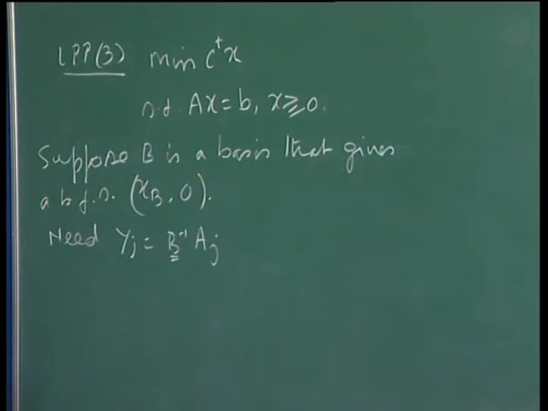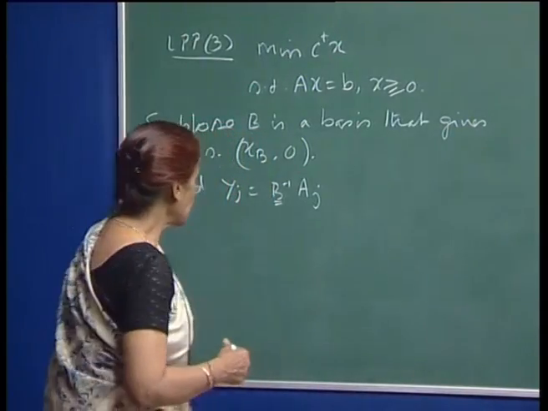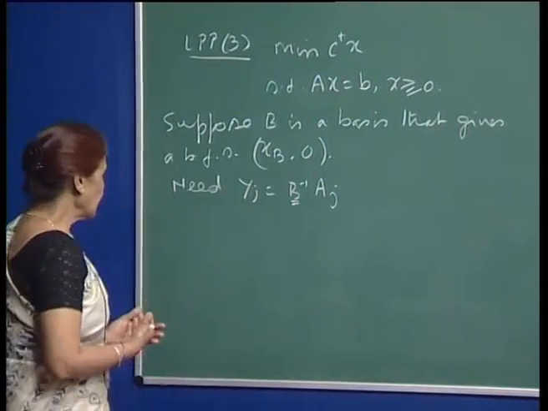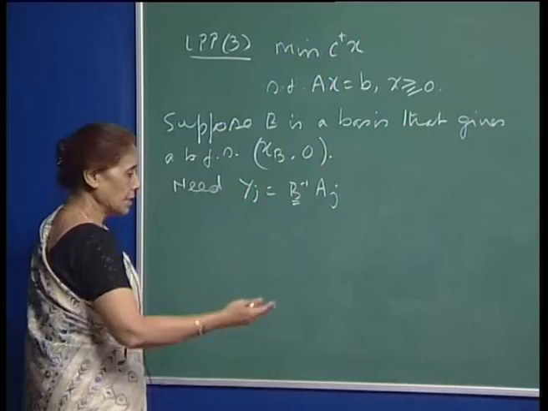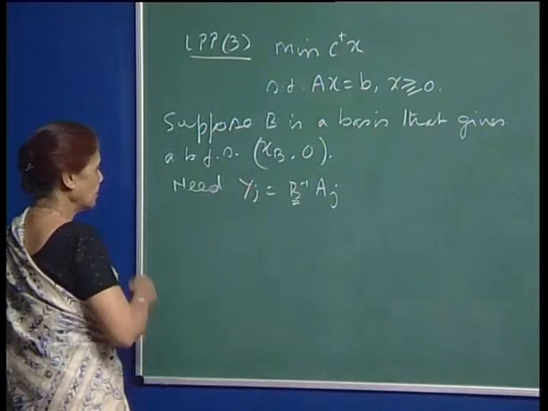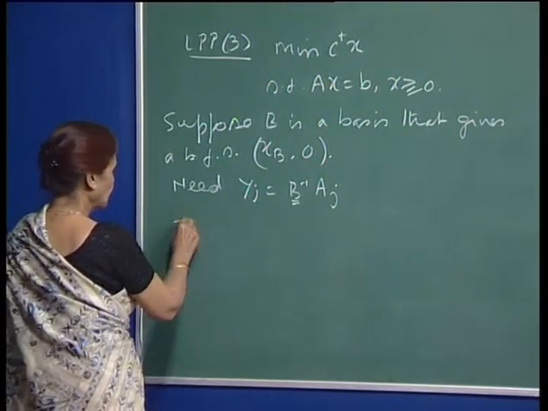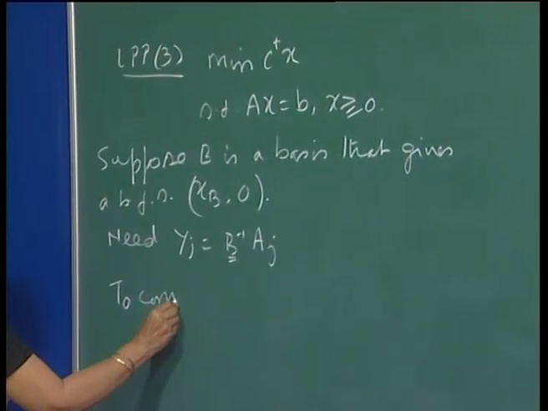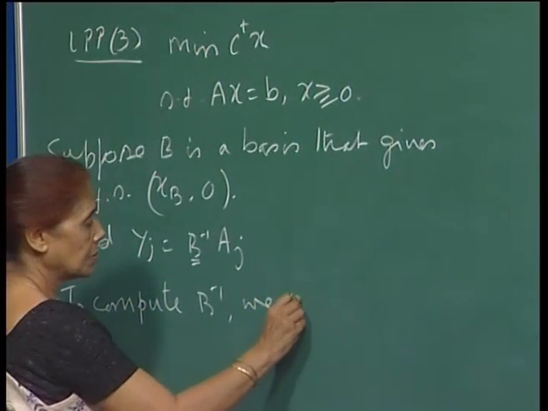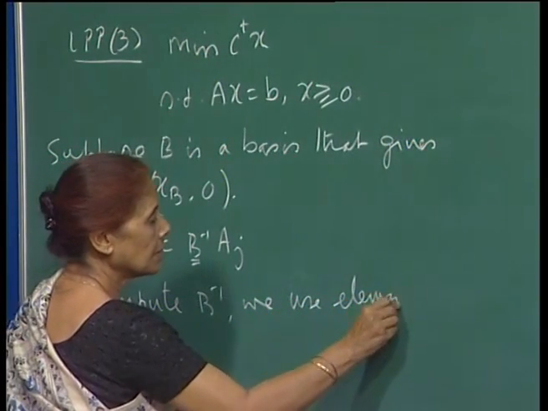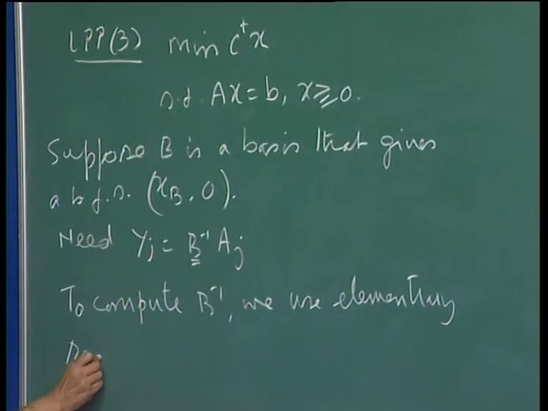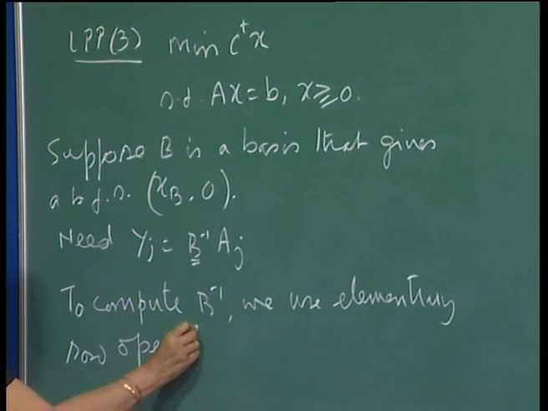I will try to show you an iterative method for computing B inverse, which uses the calculations made earlier for one B, and then when we change the basis, shows how we update our basis inverse. So, this is the whole idea. Let me show you. The idea here is that to compute B inverse, we use elementary row operations. Everybody is familiar with elementary row operations.